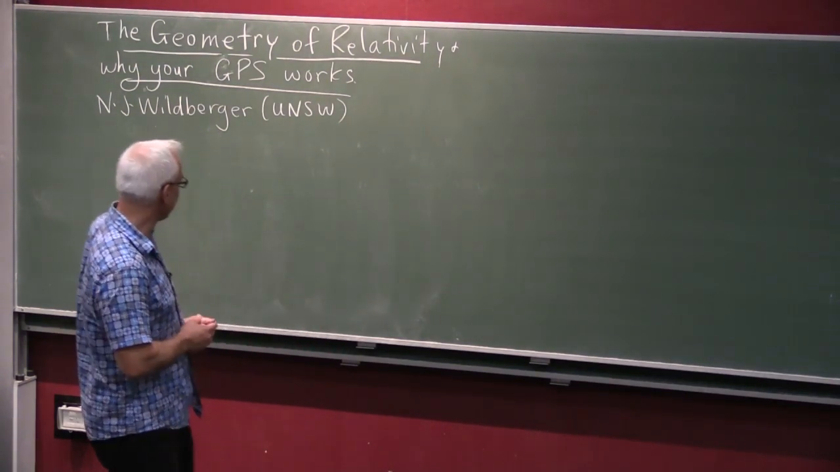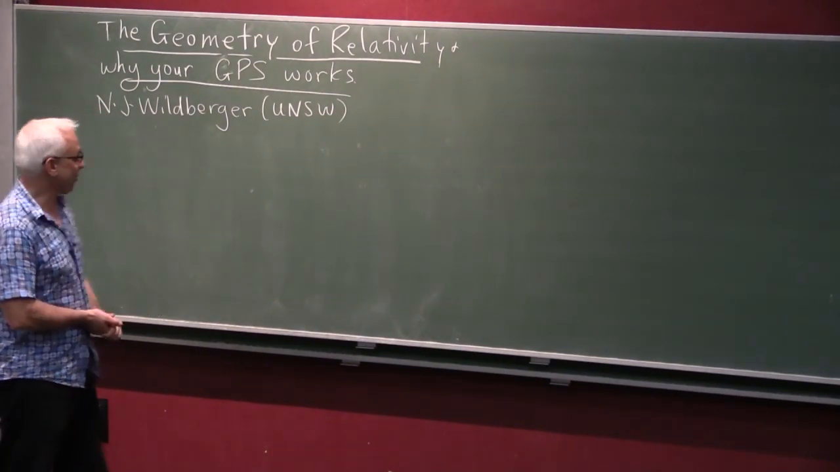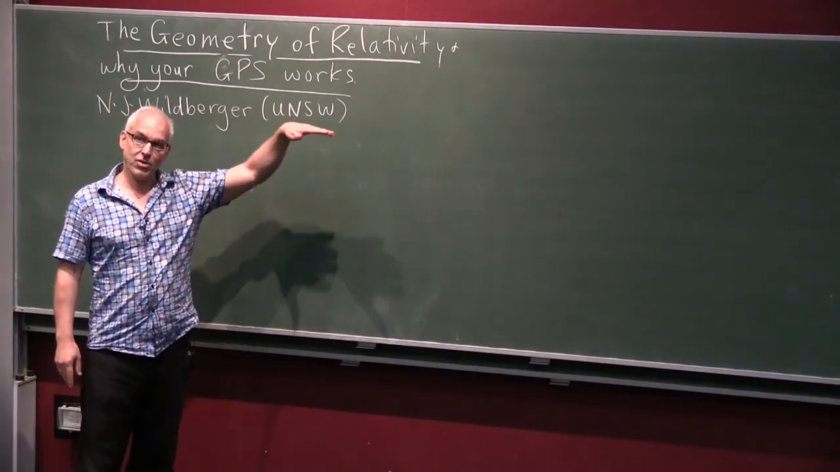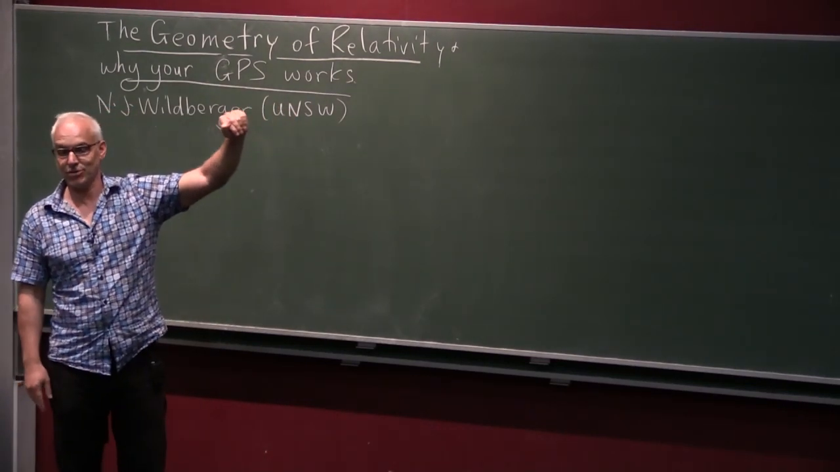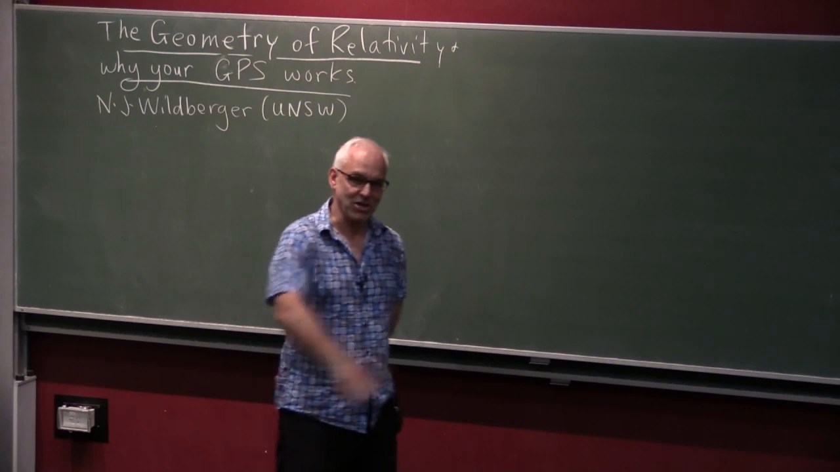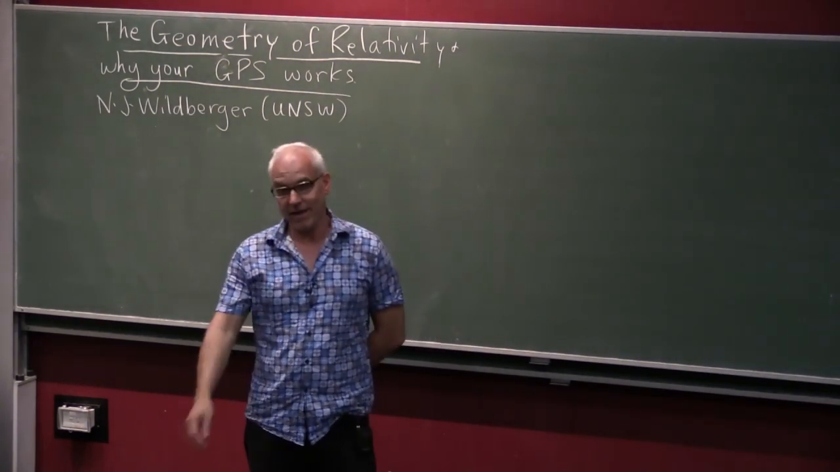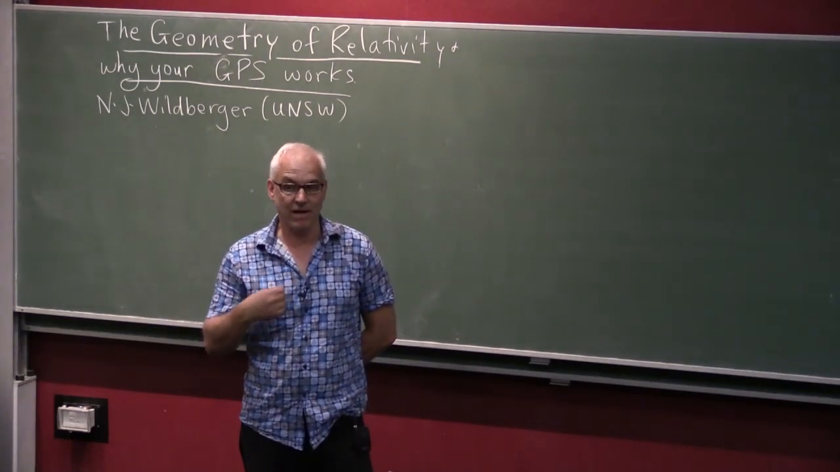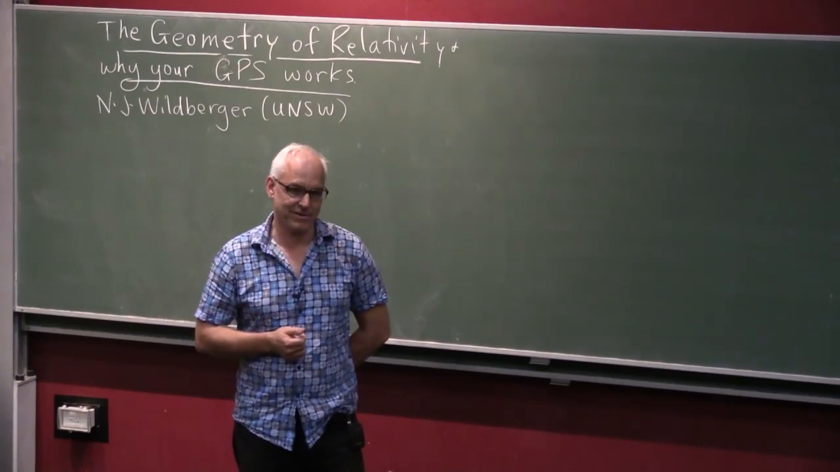Okay. So I'm going to be talking about GPS, your GPS system, and why it works. And I'm particularly interested in the connection with GPS and Einstein's theories of relativity. So it turns out that Einstein's theories of relativity are not just arcane, weird things that only happen far out in space and such, but they actually are intimately necessary to make GPS work. And I want to give you an overview of why that is.